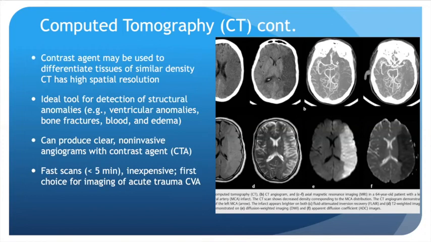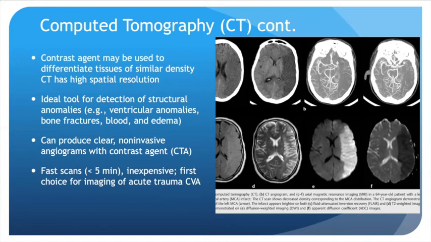A contrast agent may be used to differentiate tissues of similar densities. A CT scan has a high spatial resolution, so it's ideal for detecting structural abnormalities such as ventricular abnormalities, bone fractures, blood, edema, etc. And it can produce clear non-invasive angiograms with contrast agent, so CTAs, and it's often used to manage hypertension and trauma.